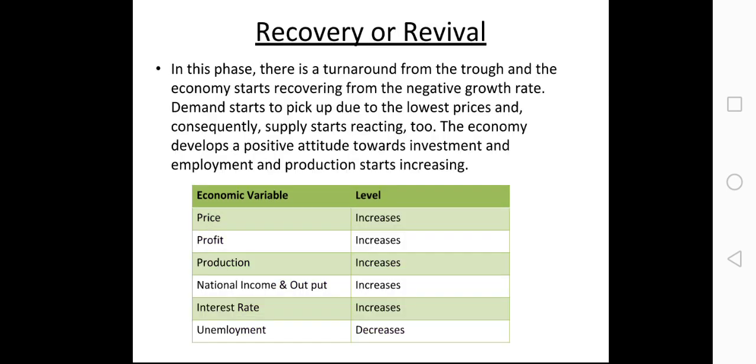The second stage of the business cycle is recovery or revival. The life of a business cycle is such that depression never lasts forever, but it may take a certain period, then things will change. Now the question is: from where does this change begin? Normally, a depressed economy revives by increasing the aggregate demand.